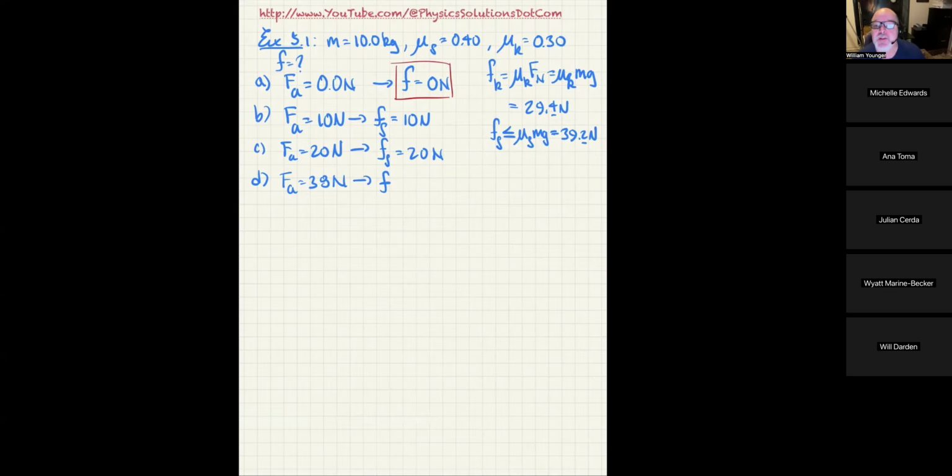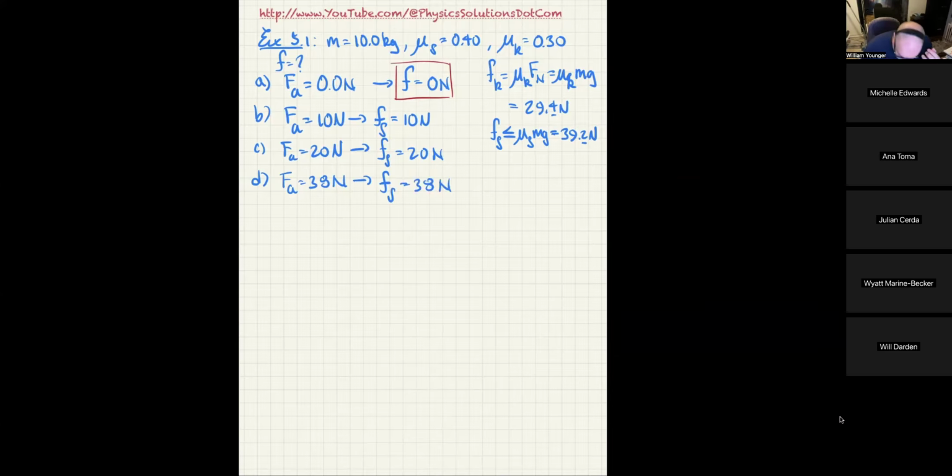I'm going to make sure my chat box is on so I can see if anybody tries to type the answer. I do not see anybody trying to type the answer. So notice the 38 newtons is still smaller than the static force. And as long as you're smaller than the static force, it's just going to come up and match it. So in this case, it will be static and it will be 38 newtons.